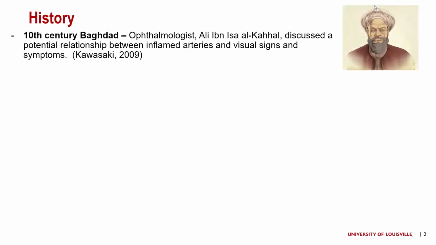So just real briefly, let's talk about the history of giant cell arteritis. Most sources attribute the first evaluation of giant cell arteritis to ophthalmologists in 10th century Baghdad. It's not really clear if the patients he saw had true giant cell arteritis, but he was the first to describe a relationship between inflamed arteries and various visual symptoms.